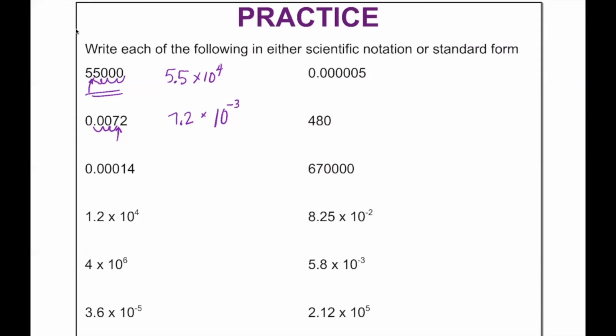And if we move down one more, our digits are 1.4. We want our decimal to go there. And so we have 1, 2, 3, 4. And so this is going to be times 10 to the negative fourth. Again, this number is smaller than 1. And so we have a negative exponent in our scientific notation.